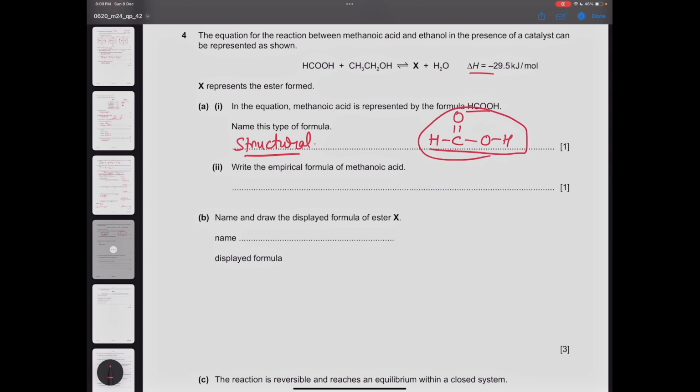All right. Write the empirical formula of methanoic acid. See, just think about it. One carbon is there, two oxygen are there, and two hydrogen are there, right? So you can just mention CH2O2. How else can you simplify this? CH2O2.